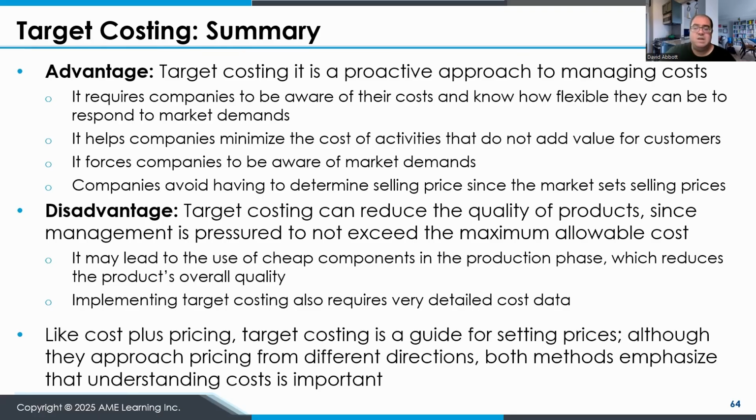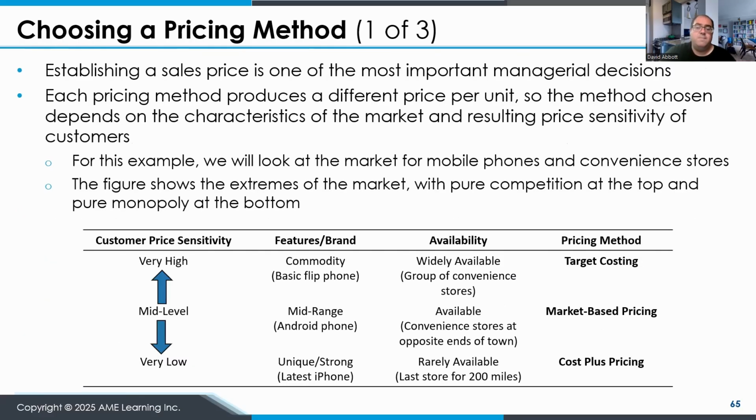But a disadvantage is that it could reduce the quality of the product since management is being pressured to not exceed the maximum allowable cost. And this can lead to the use of cheaper components in the production process, which reduces the product's overall quality. Implementing target costing also requires very detailed cost data. So, like cost plus pricing, target costing is a guide for setting prices, although they approach pricing from different perspectives. Both methods emphasize understanding that costs are important.